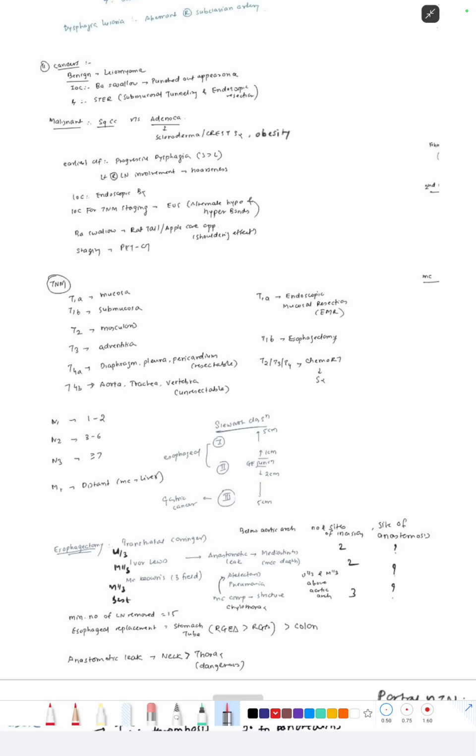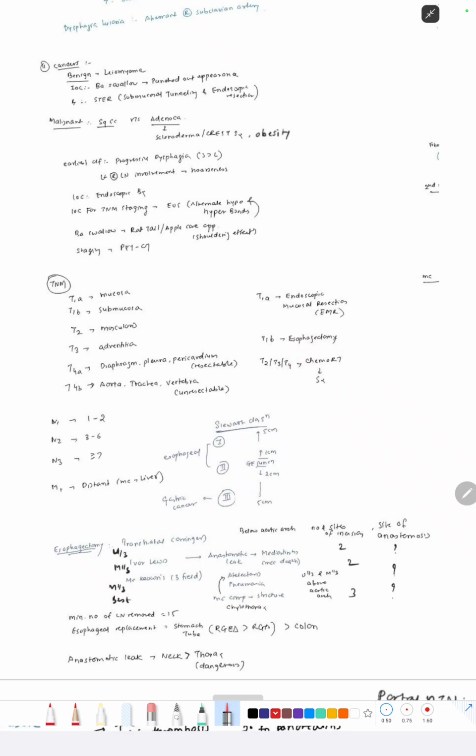Then N1, that is 1 to 2 lymph nodes are involved, N2 3 to 6 lymph nodes, and N3 more than or equal to 7 lymph nodes. The most common site of metastasis is going to be the liver. Now if it is T1A involving only mucosa, then EMR can be done, that is endoscopic mucosal resection. For T1B, where it involves the submucosa, esophagectomy is required. For T2, T3, and T4 tumors, first we have to go for chemoradiotherapy followed by surgery.